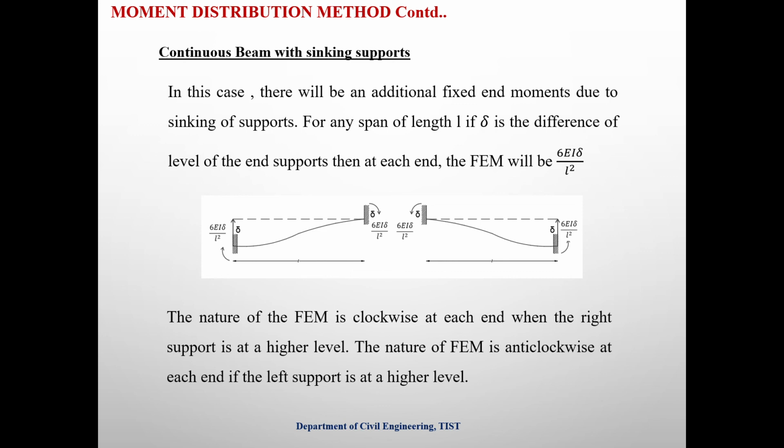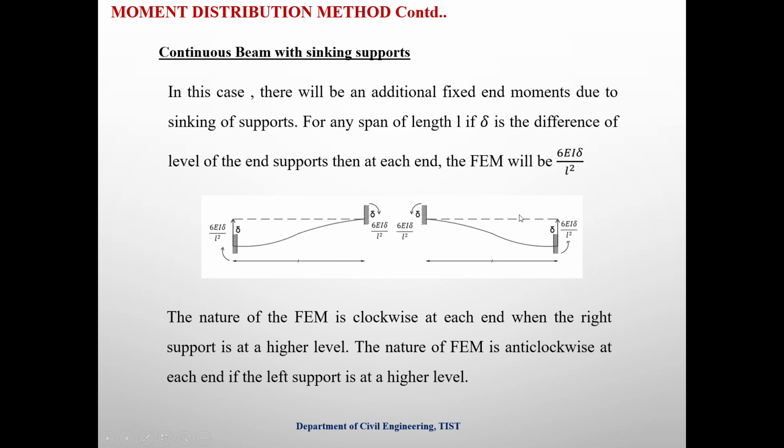Then, in the case of analysis of the continuous beam with sinking of support, if there is any support settlement, there will be additional fixed end moments due to that sinking of the support. For any span of length L, if delta is the difference of the level of the end supports, at each end there should be some additional fixed end moment. That value is 6EI delta by L square. The nature of that fixed end moment is clockwise at each end when the right support is at the higher level.